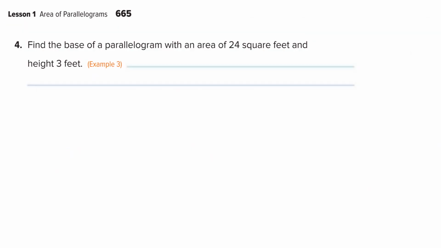Question number 4. Find the base of a parallelogram with an area of 24 square feet and height 3 feet. So sometimes I feel like it's helpful to draw a shape. Now, a parallelogram can be any four-sided shape where the opposite sides are parallel. So a rectangle is a parallelogram, as well as a shape that's slanted like this, okay? These are both parallelograms. Now, of course, I overdrew that one just a little bit, but let's see here. So both of these are parallelograms because the opposite sides are parallel.